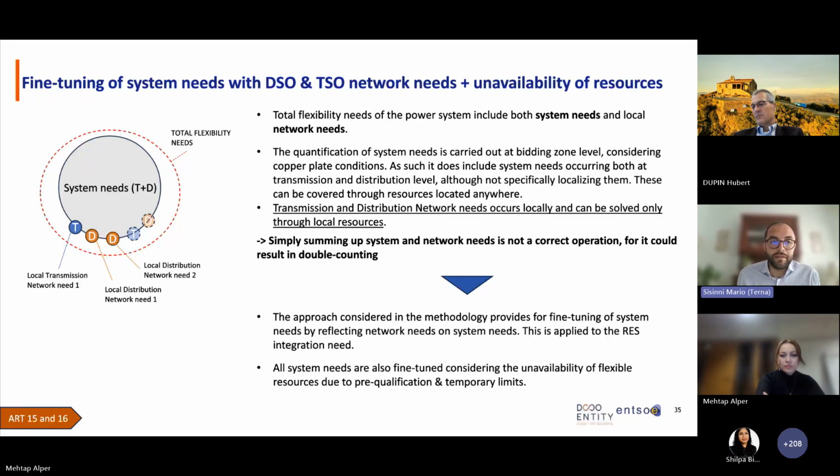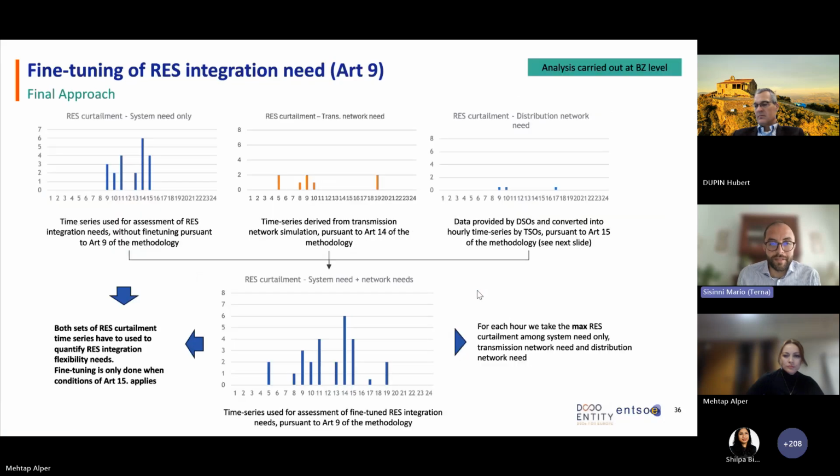If you go to the next slide, I think there is an example, a very clear one, of how we ensure that there is no double counting of needs, because these charts are representing the time series of REST curtailment in the different cases. So what we do is we first quantify REST curtailment at the system level only.